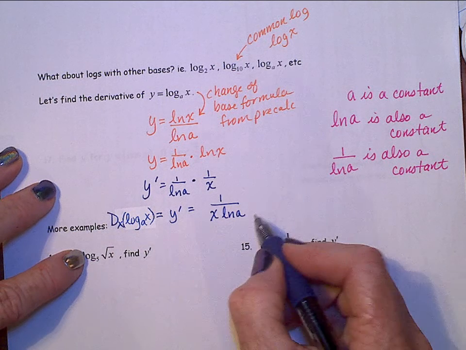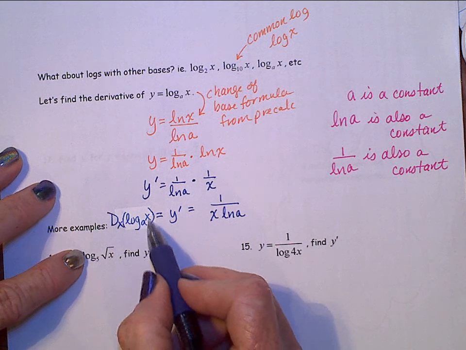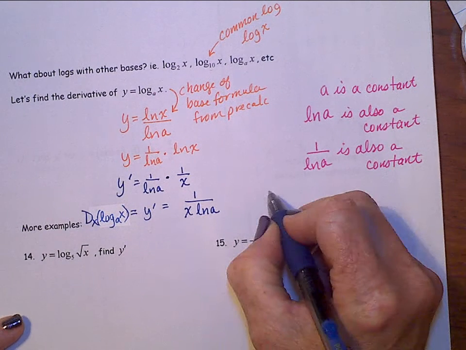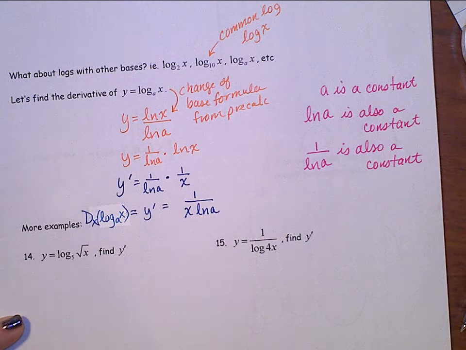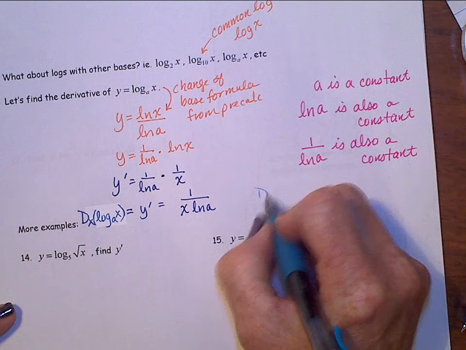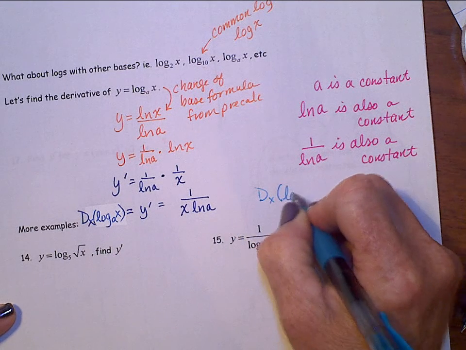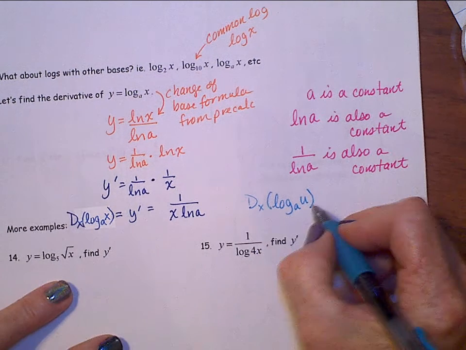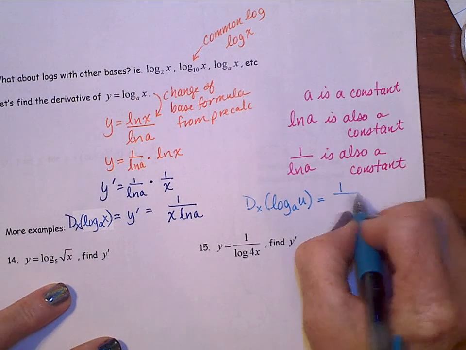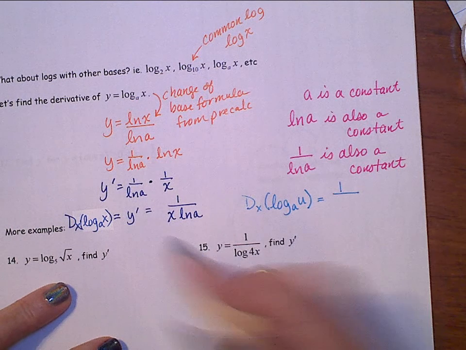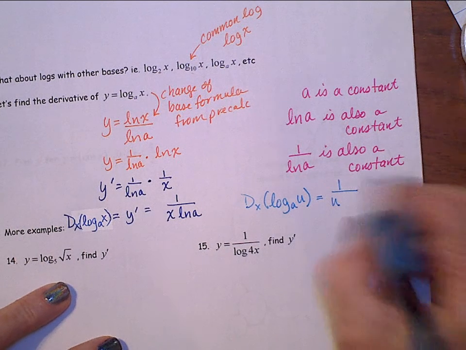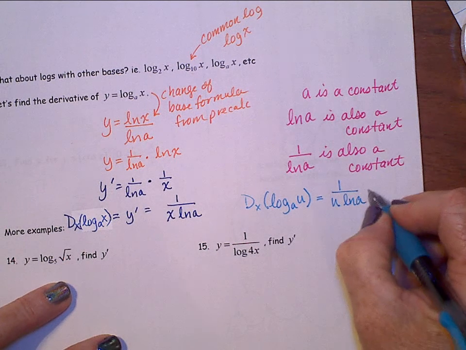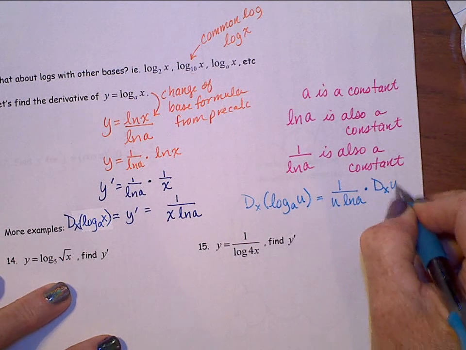Expanding that in case we happen to have log base a of some other function in here, the derivative of log base a of some function u is 1 over, instead of that x, that's 1 over u times the natural log of a, times the derivative of the u.